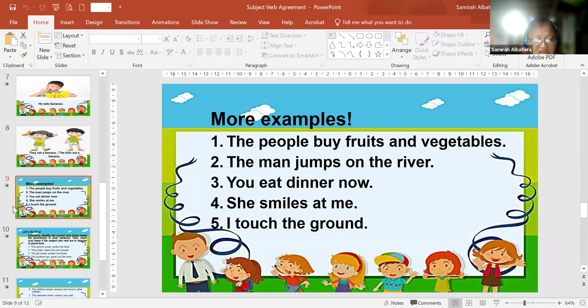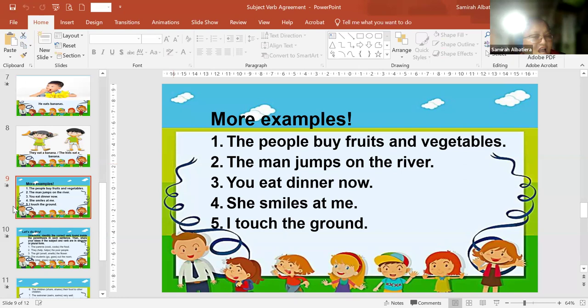Yes, what is it, Mark? I have an example. So okay. So, Miss Samirah touched the grass.